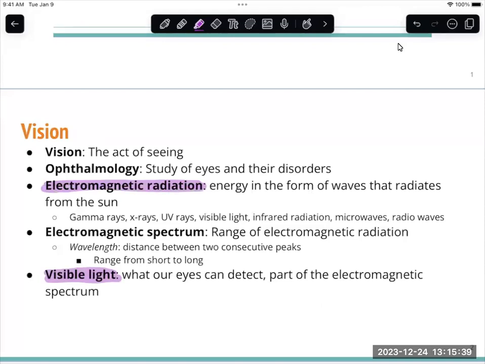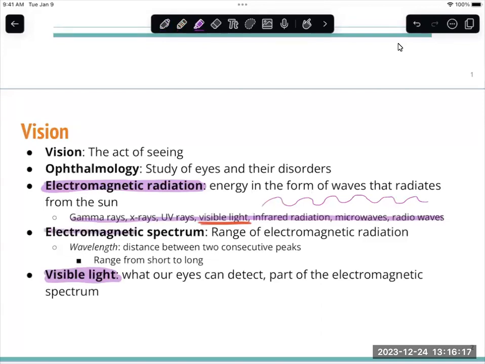This electromagnetic radiation is waves. These waves come from the sun. There's lots of different types of rays or waves. We have gamma rays, X-rays, UV rays, visible light, infrared radiation, microwaves, and radio waves. Those are listed in order. We only see this small portion of all of these different types of rays.